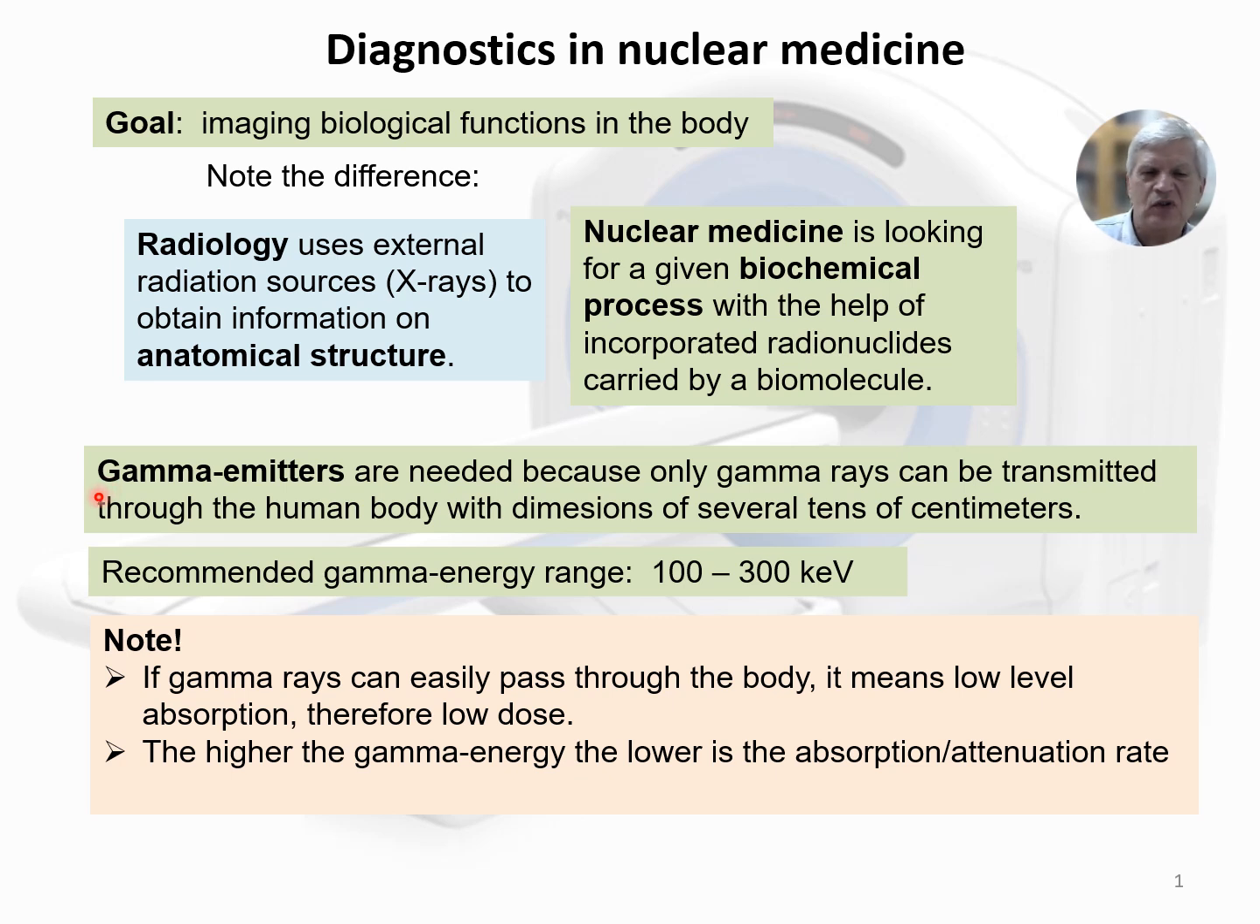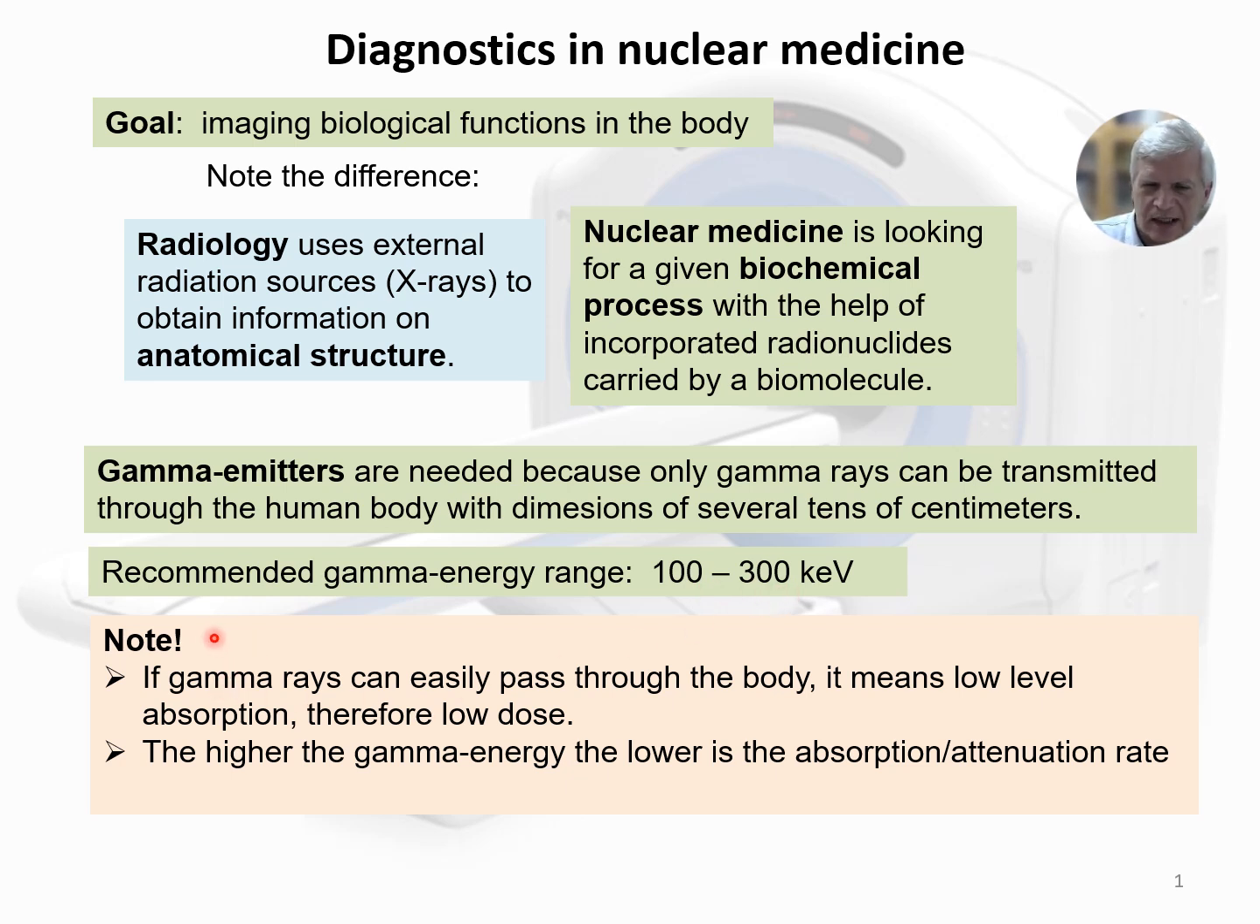What can we use? What type of radiation, what type of emitters? Only gamma emitters, because only gamma rays can be transmitted through the human body with dimensions of several tens of centimeters. You may remember that I mentioned for gamma rays almost everything is transparent, just like the human body. However, taking into account these dimensions of several tens of centimeters of relatively light material, we have a recommended gamma energy range from 100 keV to 300 keV.